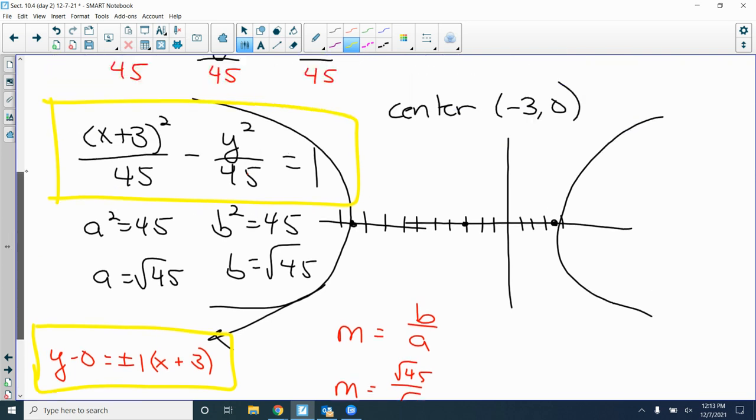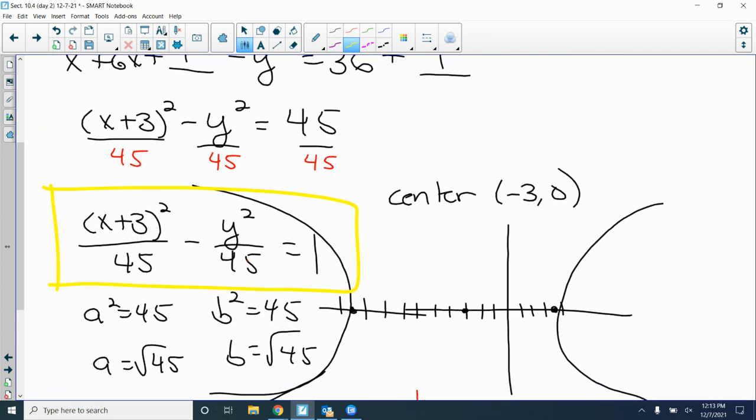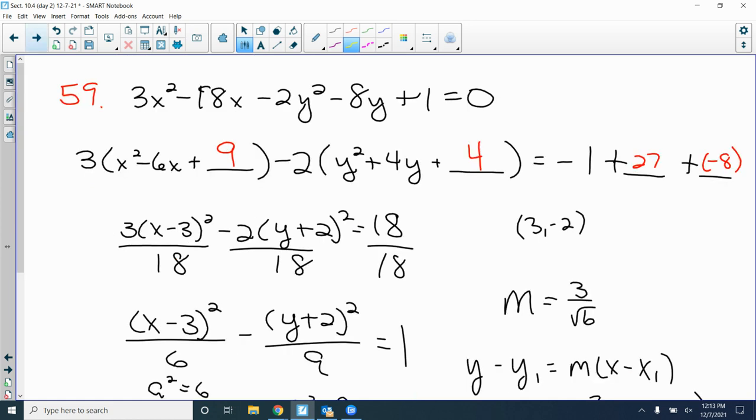And then this one opens left and right. Now you're just going to have to estimate from the center. The center is negative 3, 0. Square root of 45 is about 6.7-ish, maybe. So then you just go over 1, 2, 3, 4, 5, 6.7, and then the same thing to the right.